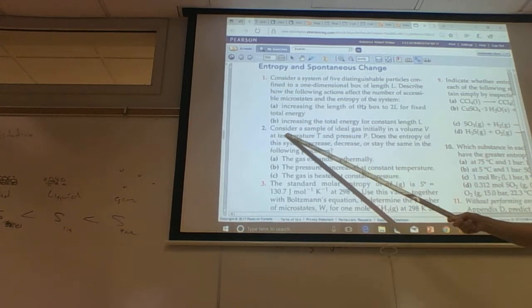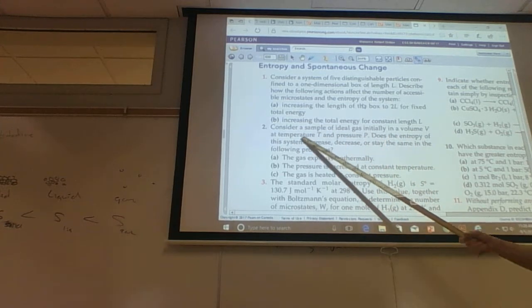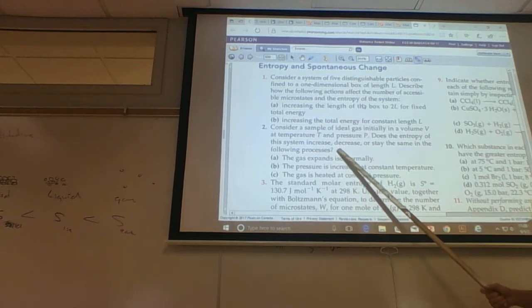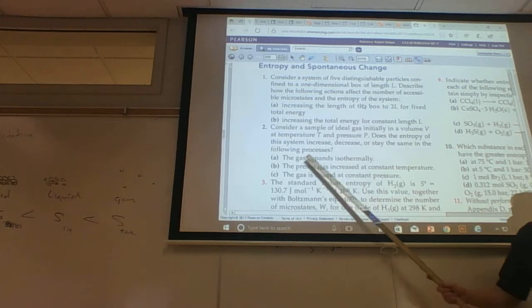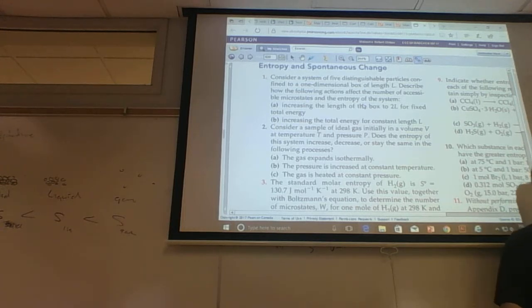Let's do number 2. Consider a sample of ideal gas initially in a volume V at a temperature T and a pressure P. Does the entropy of the system increase, decrease, or stay the same in the following processes? A, the gas expands isothermally. The entropy increase, decrease, or stay the same? The gas expands isothermally.